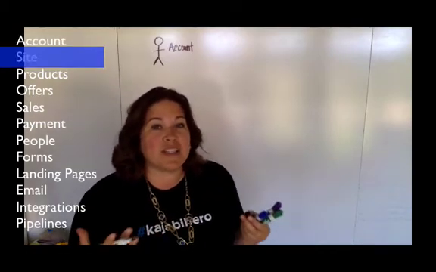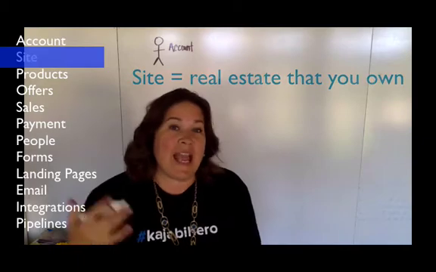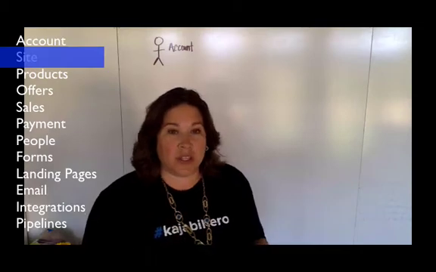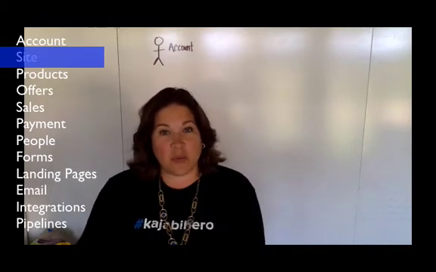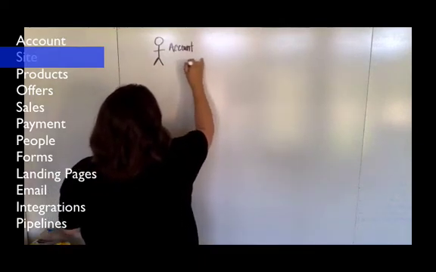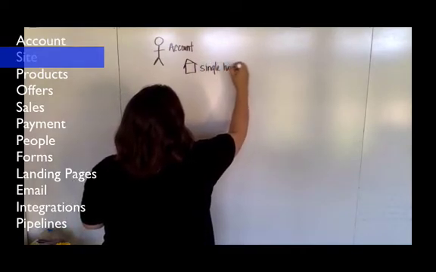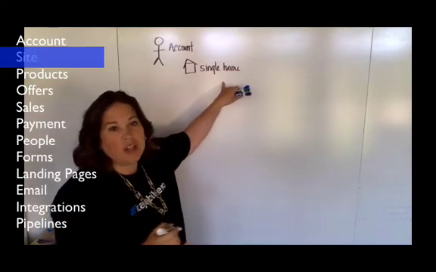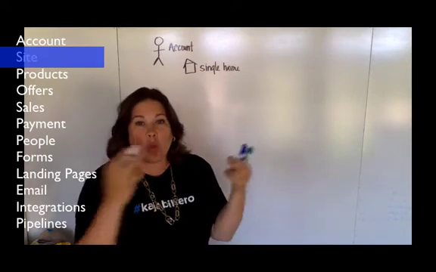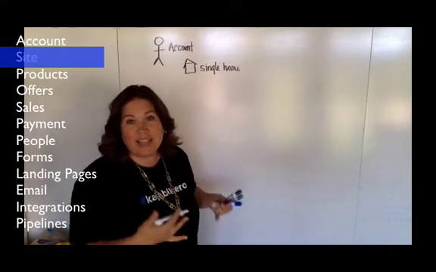Now, I want you to think of your site as the real estate that you own, because you can have multiple sites under one Kajabi account. But it is really important to understand that it's you owning the real estate. So, for your site, if you are on the basic plan, you're going to have a single home. This would be a single site. This is you as the homeowner, as the site owner, running one site. So everything you do is going to happen inside this house.